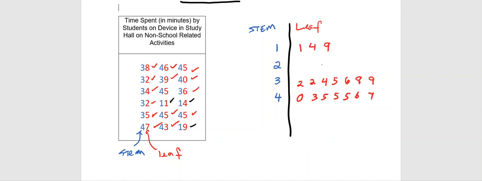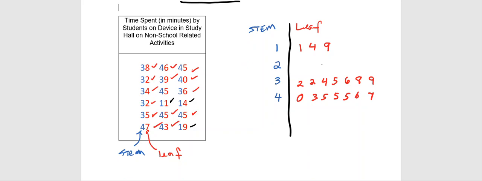Okay. So let's just make sure I didn't miss any. So I should have 1, 2, 3, 1, 2, 3, 4, 5, 6. I should have 18 values of data. The way I can check that is to count the number of leaves I have. I should have 18 leaves. 1, 2, 3, 4, 5, 6, 7, 8, 9, 10, 11, 12, 13, 14, 15, 16, 17. I've clearly missed a value someplace.